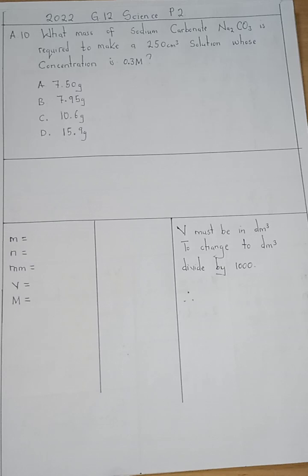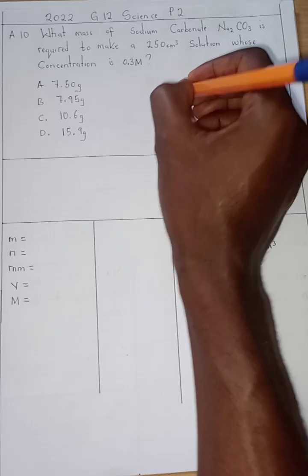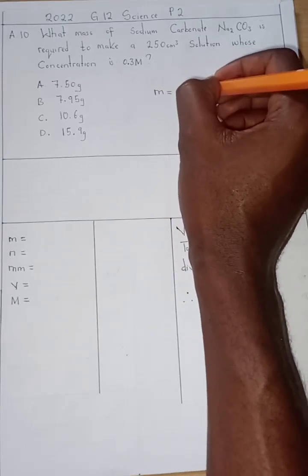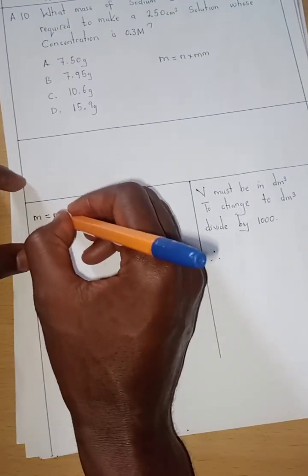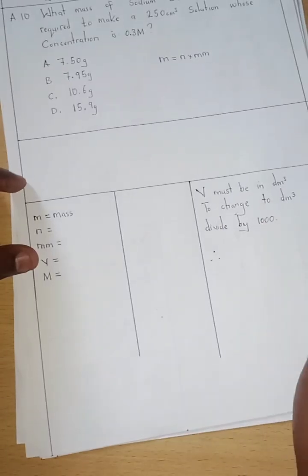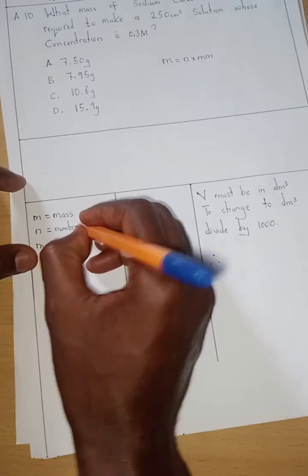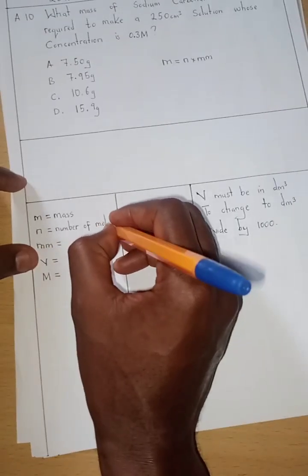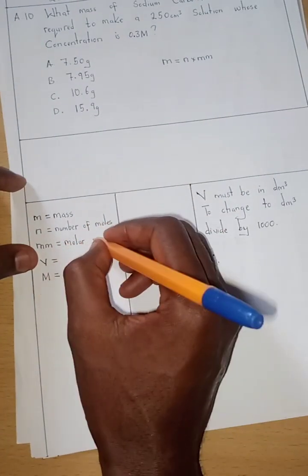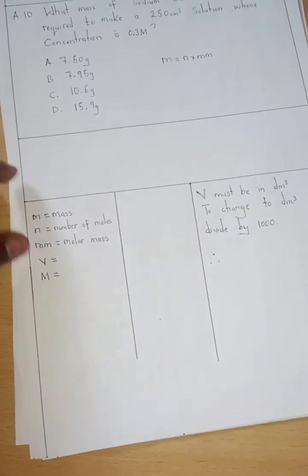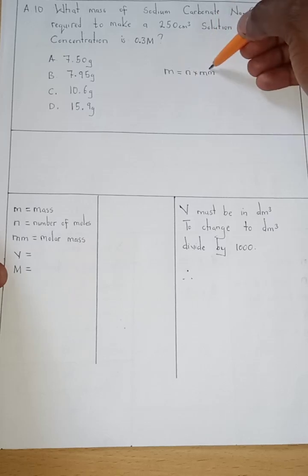Well, to find the answer to this question, the formula you use is M is equal to n times Mm. Here m stands for mass, which we are looking for, n is the number of moles, and Mm is molar mass. So to answer this question, you need to find the number of moles and the molar mass.